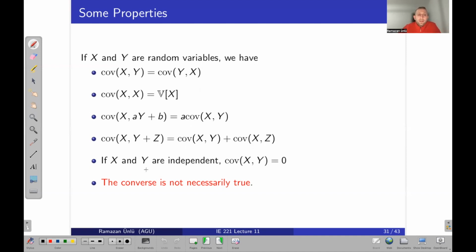So if x and y are independent, the covariance of x and y is 0. That is for sure. But the converse is not necessarily true. So if the covariance of x and y is 0, we cannot claim that they are independent. That is important, and we will see that property.